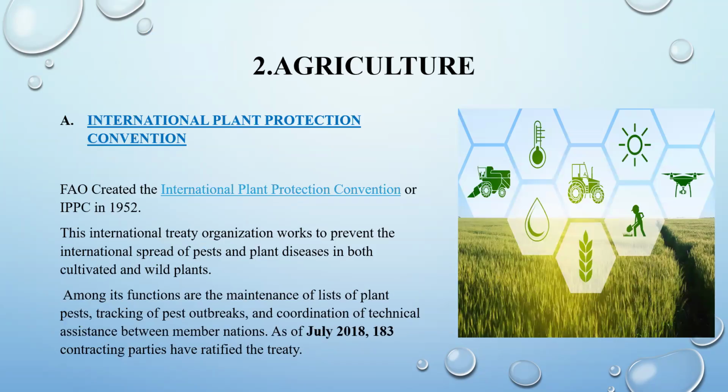The next department is Agricultural Department. The first program initiated was the International Plant Protection Convention. FAO created the International Plant Protection Convention, or IPPC, in 1952. The international treaty organization works to prevent the international spread of pests and plant diseases in both cultivated and wild plants. Among its functions are the maintenance of a list of plant pests, tracking of pest outbreaks, and coordination of technical assistance between member nations. As of July 2018, 183 contracting parties have ratified the treaty.